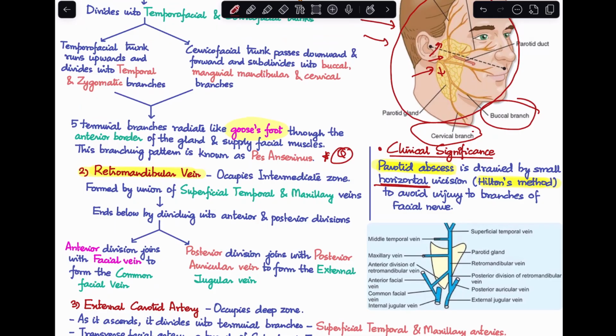Now, if you look at the image right here, you can see how all the nerves that are passing, they are all passing in a very horizontal manner. So if we give a vertical incision, you'll actually end up injuring the facial nerve. That is why you'll definitely need to remember, in a case of parotid abscess, we drain the abscess by giving horizontal incisions so as to not damage the facial nerve at all. That is the clinical significance of knowing this.